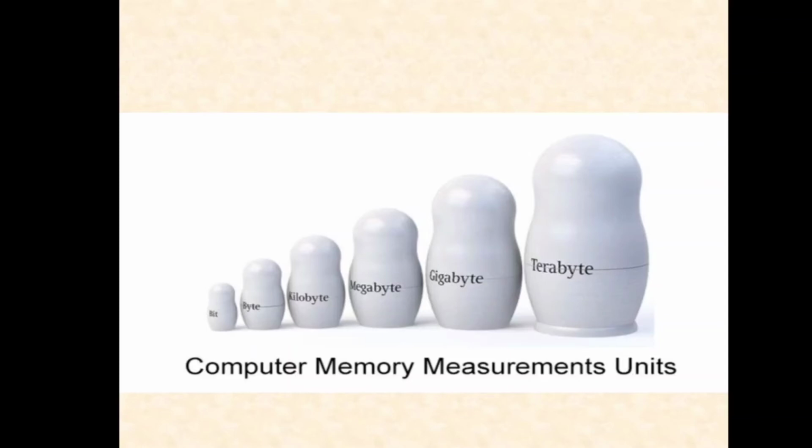The same thing is for computer memory. The measuring units are giving us an idea of what amount of data we are storing in devices. The smallest unit of computer memory is bit. Then byte is greater than that, then kilobyte, then megabyte, then gigabyte, terabyte and so on.